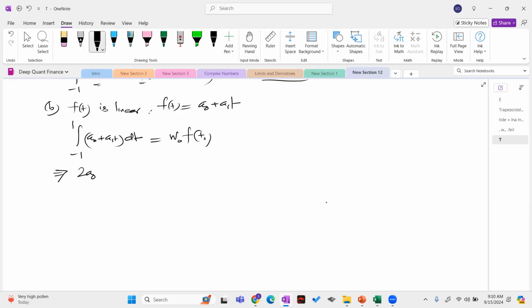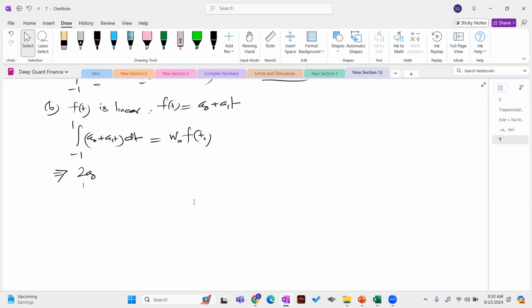a1t dt integration from -1 to 1. Sachin says 0. It is 0. Yes, it is 0 because it will be t square by 2, correct? And when you put the upper limit it is 1 by 2, minus, when you put the lower limit -1, it's -1 square by 2. Again, it becomes 1/2. So 1/2 minus 1/2, which is 0.